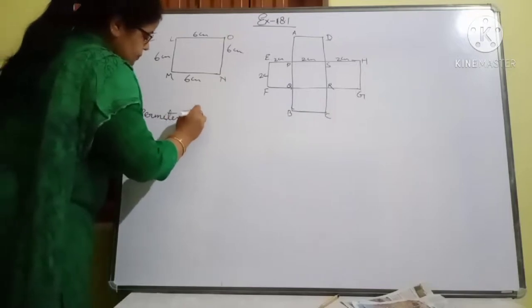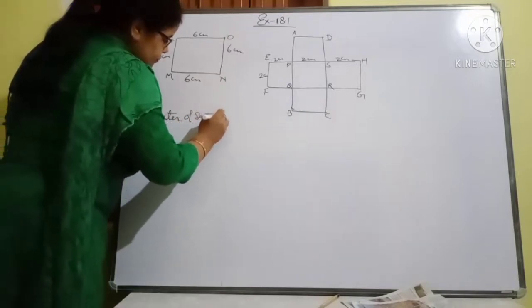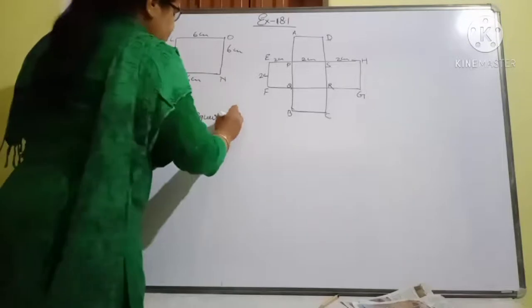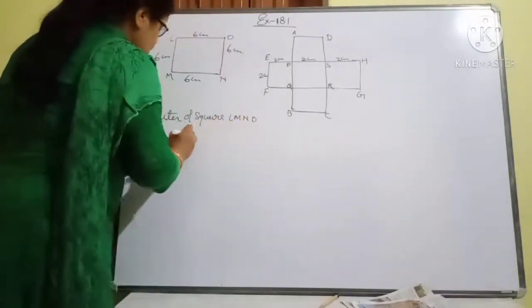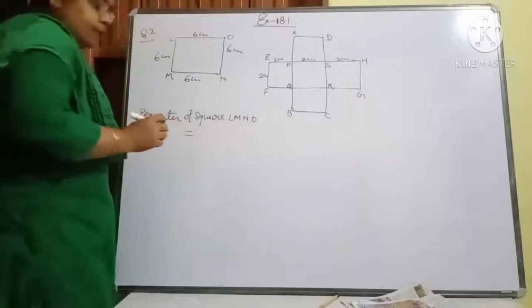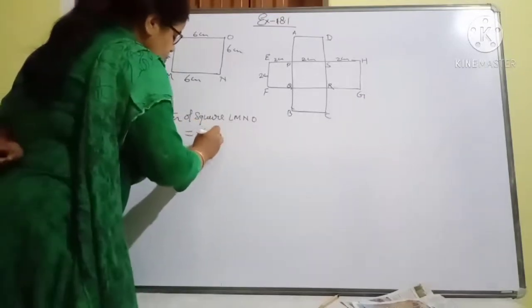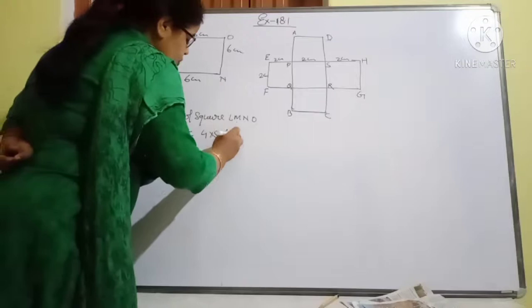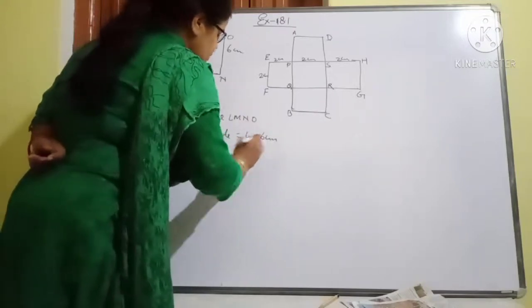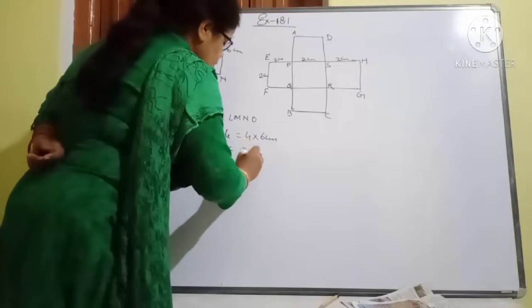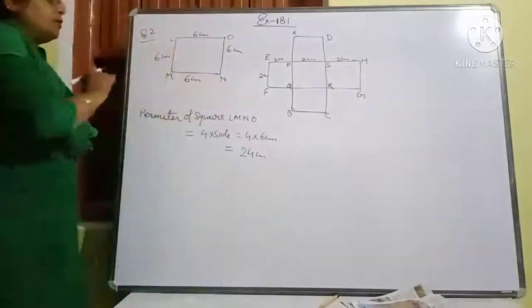of square L, M, N and O is equal to, what is the formula for perimeter of a square? 4 into side. So it's 4, and side is how much? 6 centimeter. So what will be its perimeter? 4 sixes are 24 centimeter. It is the perimeter of the first figure.